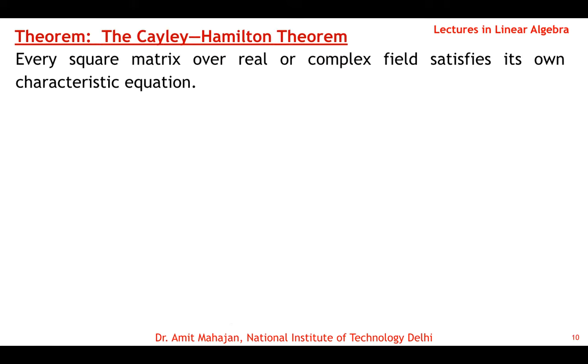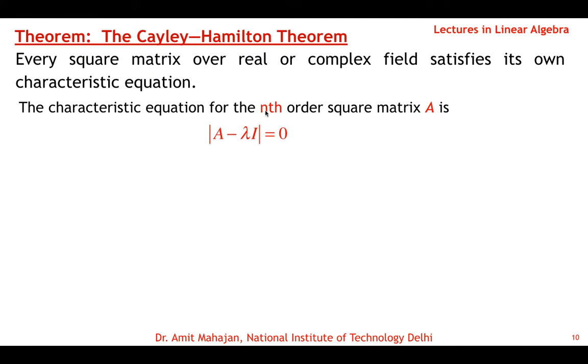Now we take one very important result, which is known as the Cayley Hamilton theorem, and it says that every square matrix over the real or complex field satisfies its own characteristic equation. So if you are given the nth order matrix A, then we know the characteristic equation for that matrix is determinant of A minus lambda I is equal to 0.